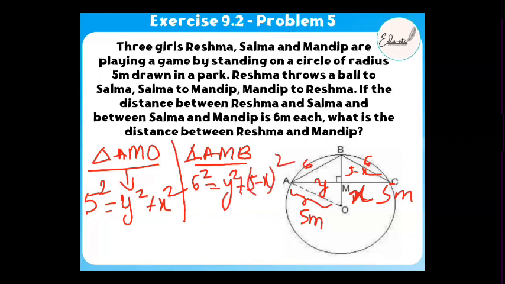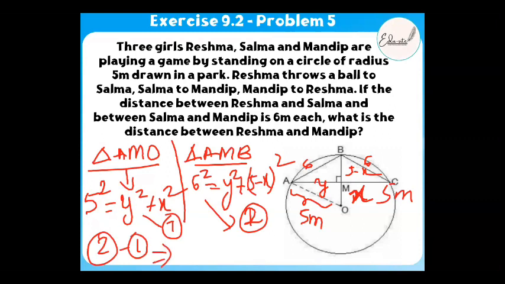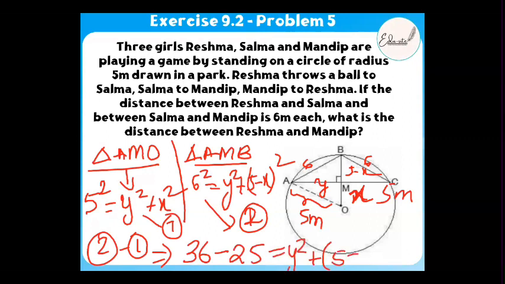Very good. So to get just the x, what did we do? We are writing this equation 1 and equation 2. Let's just do 2 minus 1, okay? What will it become? 36, right? 6 square is 36 minus 5 square is 25, is equal to y square plus 5 minus x whole square minus y square minus x square. So x square cancels out, y square cancels out.